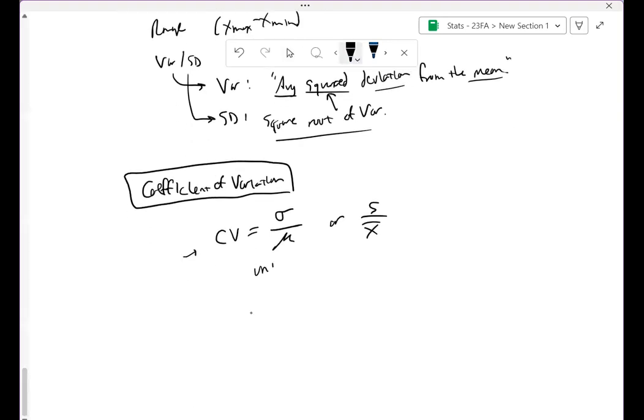It is unitless, and it scales out the general size of the data, allowing us to compare variability between different data sets. I can compute this or that data set's coefficient of variation and see which one is larger. That's going to give me a more sensible idea of which data set is more variable than if I was to say compare their standard deviations directly.